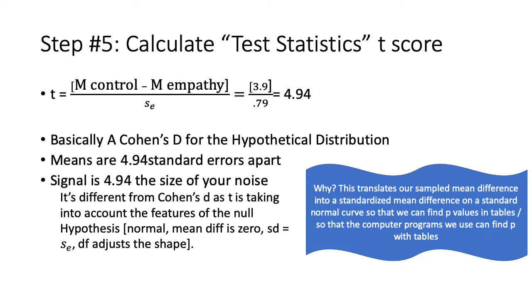The mean, in this case, we take mean 1 minus mean 2, mean control minus mean empathy. That equals 3.9 divided by 0.79. That equals 4.94. And again, the same things still hold. It's basically a Cohen's d for our hypothetical distribution where the null is true. Our means are 4.94 standard errors apart. Right, very similar to Cohen's d. Signal, a different measure of signal to noise ratio is 4.94. Everything is signal to noise in statistics. So that's the same essentially.